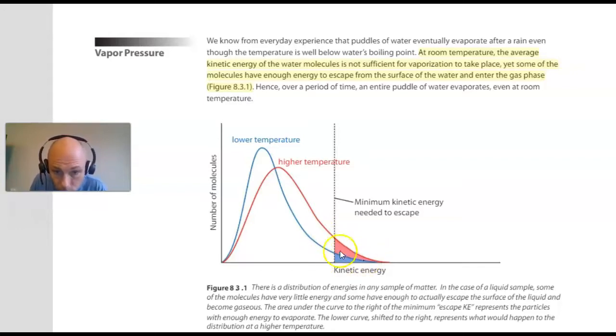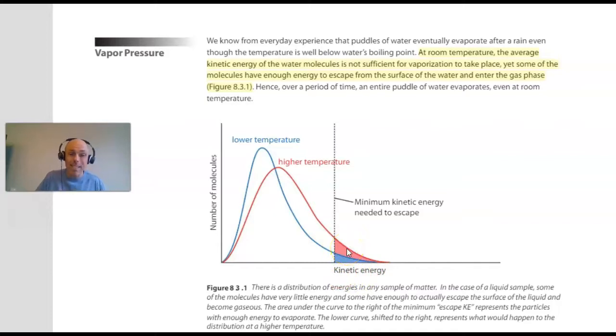The areas under these curves to the right of the dotted line represent the percentage of molecules, as long as they're at the surface, that can do this. And we can see that at a higher temperature, because the curve flattens and widens, there is a higher percentage of molecules at a greater temperature that will evaporate, that will go from a liquid phase to a gas phase.